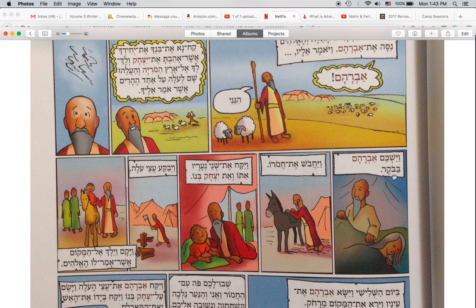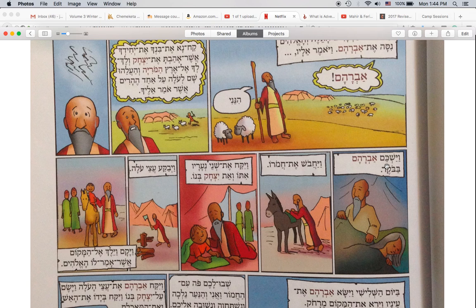Vayashkem Avraham baboker, and Abraham woke himself up early in the morning. Vayashkem is a past narrative hifil. We really only know that this is hifil because of the vowels. The patach under the yod is a clear sign of the hifil. All the other binyanim take different vowels underneath the prefix of the yod here. We also know because of this tzere. Normally we have hirik yod, but oftentimes in the past narrative, the hirik yod will be turned into a tzere.